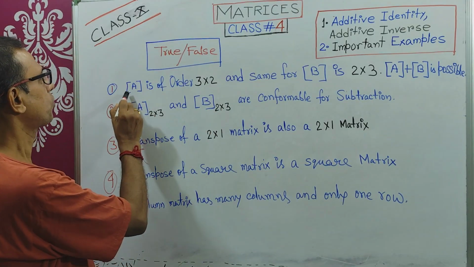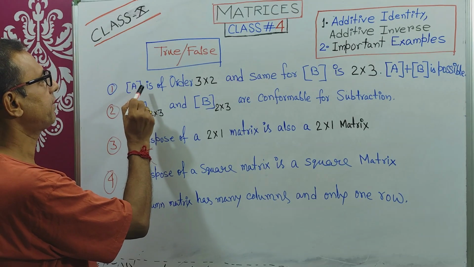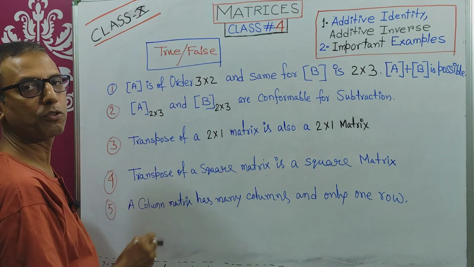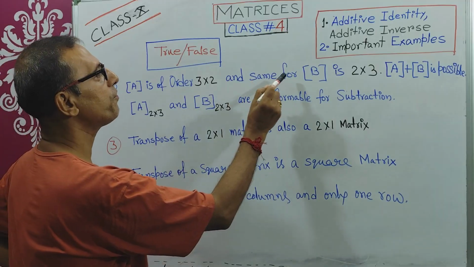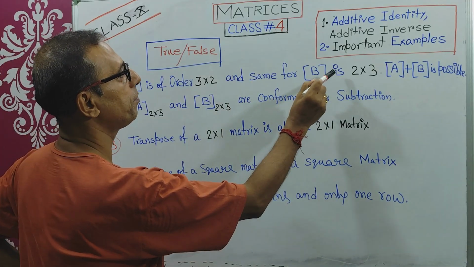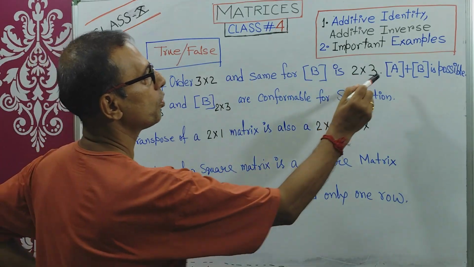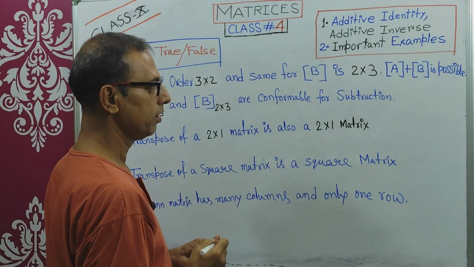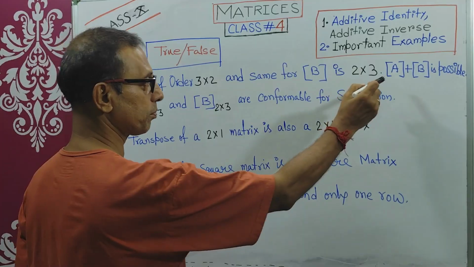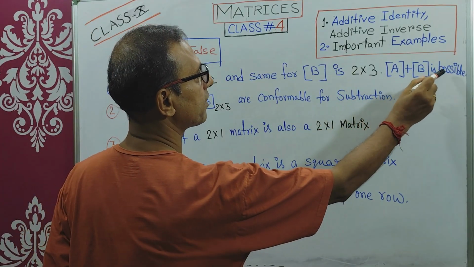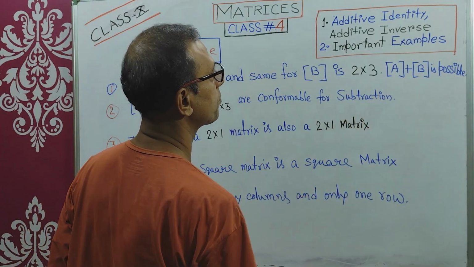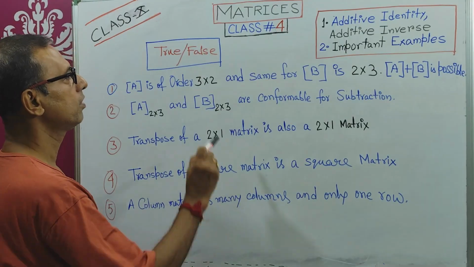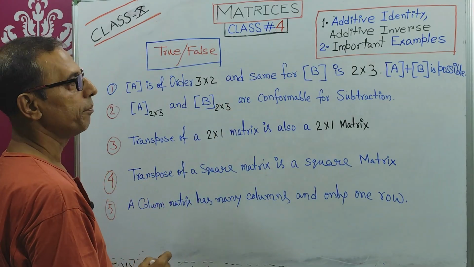First one is square bracket A, that means matrix A. Matrix A is of order 3 by 2, and the order for matrix B is 2 by 3. So addition of A and B matrix is possible. True or false? It's saying matrix A plus matrix B, addition of these two matrices is possible. Is it possible? No, it is not possible.